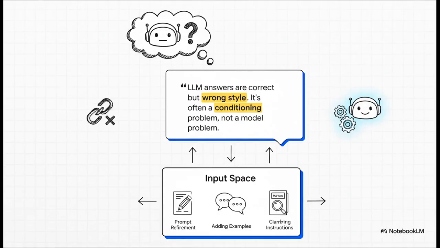So, remember that kind of boring but technically correct LLM we were talking about? This is a perfect example. The problem might not be the model's core intelligence at all. It's a conditioning problem. And the fix is often right here in the input space. You just tweak the prompt, add a few examples, or clarify your instructions, and you can guide the model to the exact style you're looking for.